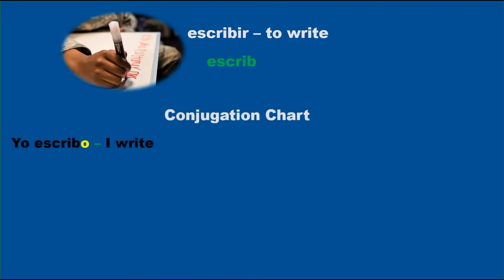Now for our last verb ending, we have escribir, to write. Escribir is an IR verb. The stem is ESCRIB and the ending is IR. Let's create our conjugation chart. Yo escribo. Tú escribes. Usted escribe.